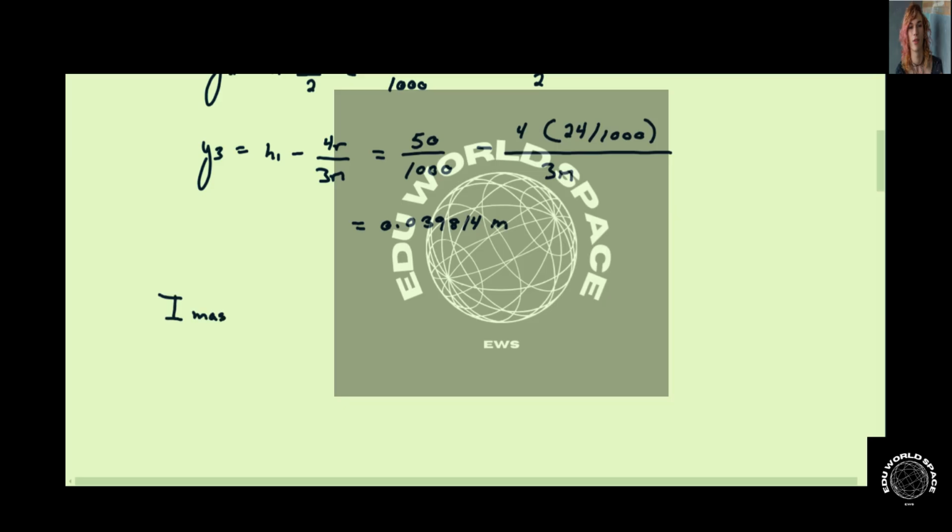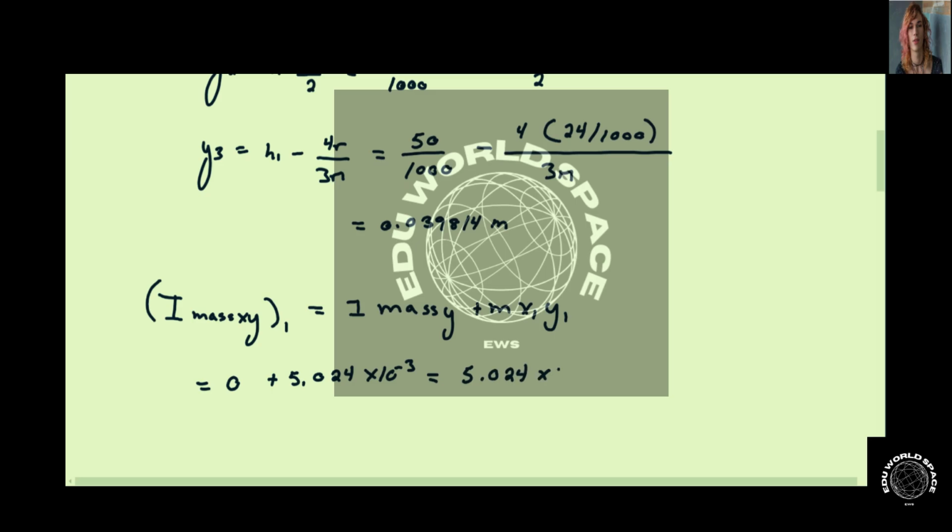So now what we have to do is find the inertia mass x, y of the first one, and this is going to equal I max y plus m x1 y1. And this is obviously going to be 0 plus 5.024 times 10 to negative 3. And so your answer is going to be 5.024 times 10 to negative 3 kilogram times meter cubed.